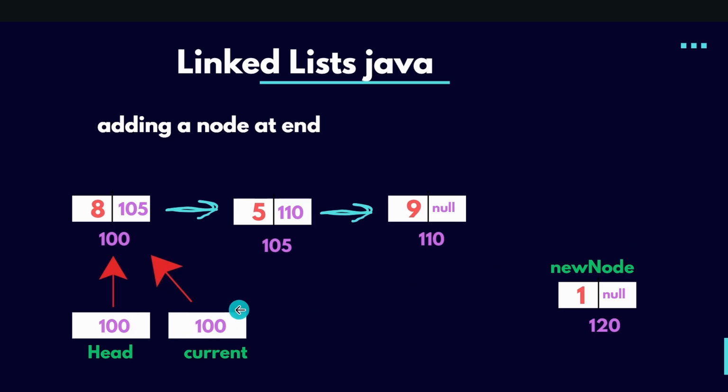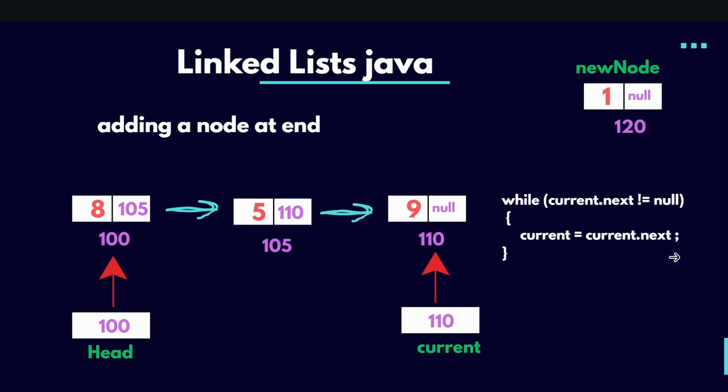First of all, point this current pointer to the first node, and make this new node, filling the data and setting the next to null. Keep it ready. After doing that, don't move the head. If you move the head, you are going to lose the first node. So if you want to traverse the whole list, you definitely need a current pointer.